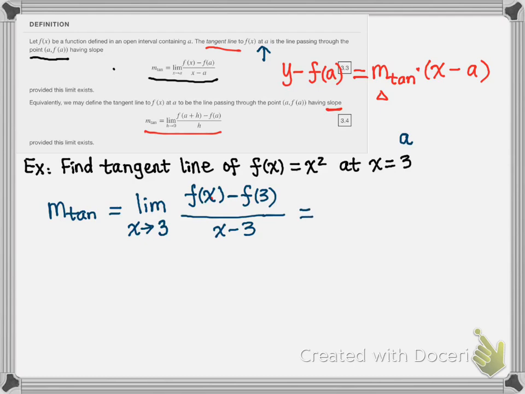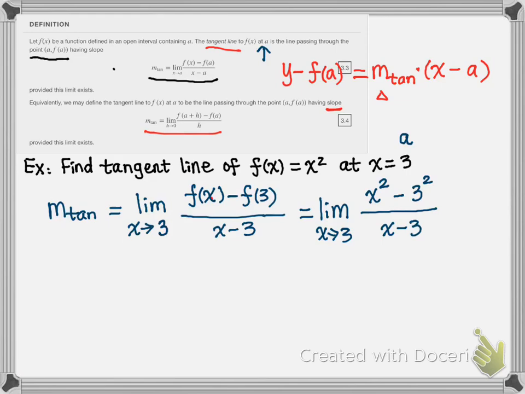So then you replace f of x by x squared, because that's the definition of f of x. So f of x is x squared. That is the function, okay? Think of f of x as the function. The function is x squared. And then you subtract f of 3. F of 3 is 3 squared. So what is 3 squared? 3 squared is 9. And then all over x minus 3.